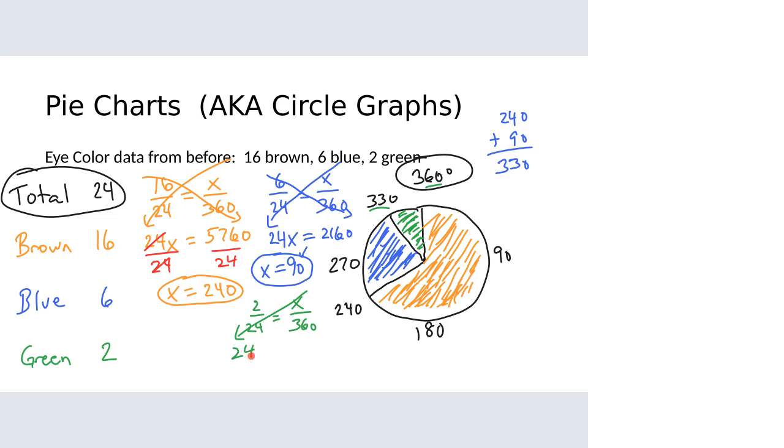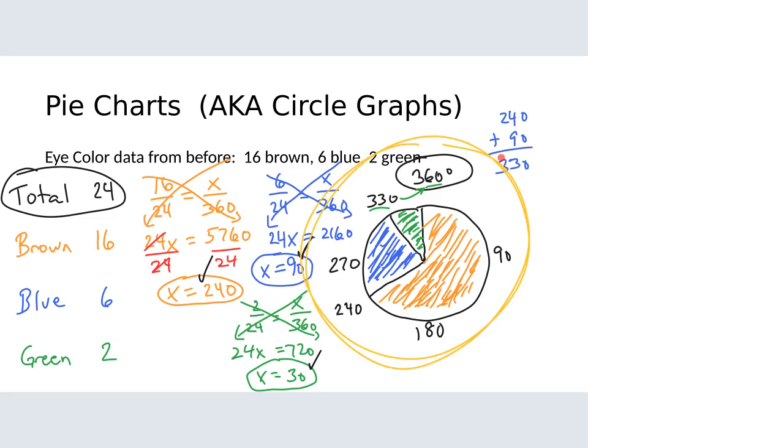Again, good proportion practice. 24x is 2 times 360, 720. Divide both sides by 24. X is 30. We're given 30 degrees to green, and sure enough, that's what we did. And so we found out how many degrees should go to brown, to blue, and to green, and then we put those in our pie chart.